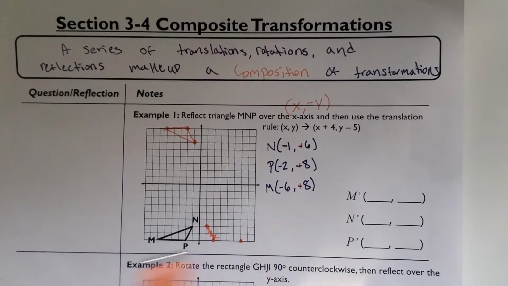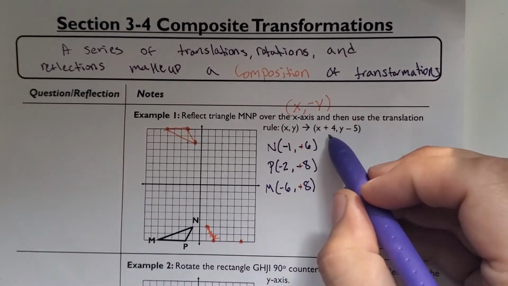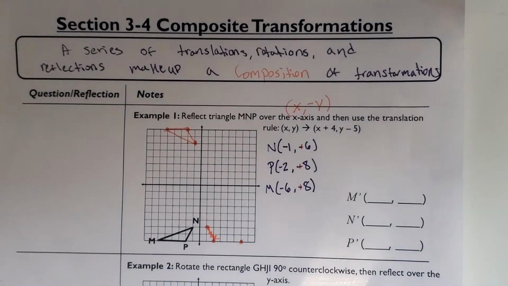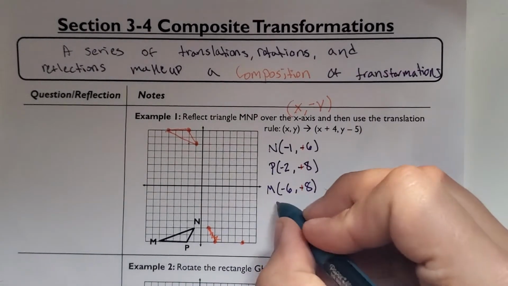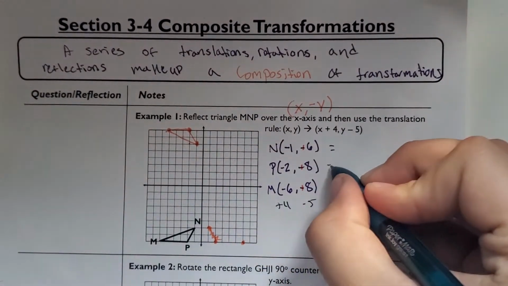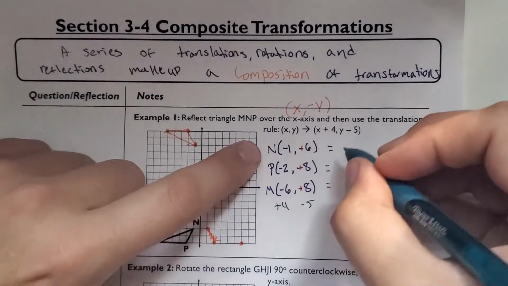The next thing they asked us to do is after we reflect over the x-axis, we're going to apply a translation rule. And the translation rule says move everything right 4, down 5. So I'm going to just take all of my x values and add 4 to them, and take all my y values and subtract 5. And that's going to bring us to our solution.